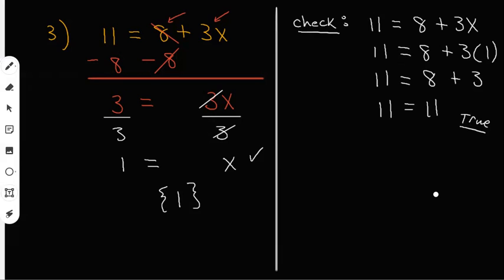Now, since we had to do 2 things to get x by itself, we call this a two-step equation. That means we needed to do 2 things to get x by itself. We had to subtract the 8 and then divide by the 3. Okay, let's look at number 5.